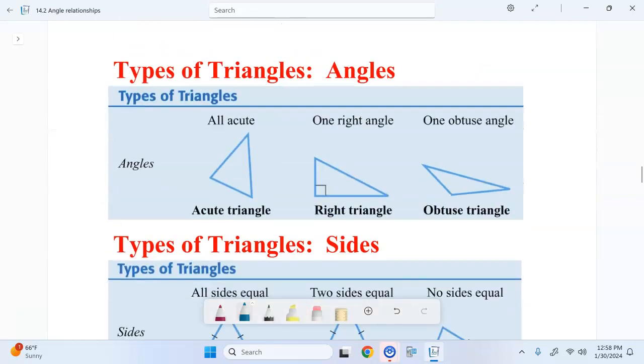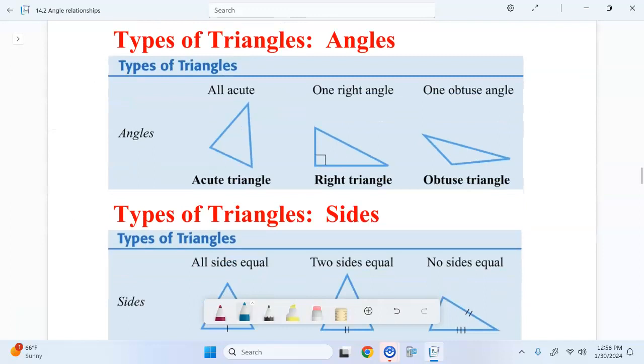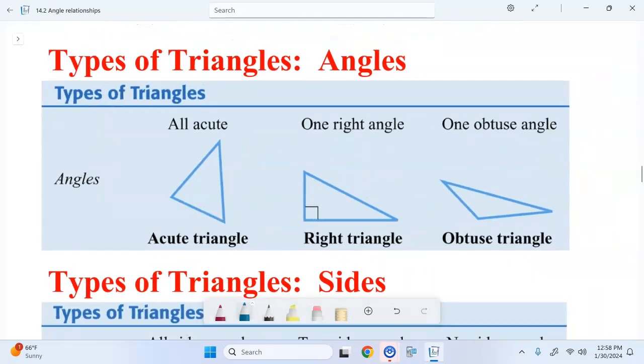Alright, now types of triangles. We can classify them a couple different ways. To start with, by looking at the angles. If all of the angles in our triangle are acute, we have an acute triangle. Remind me what acute means. Less than 90. So all three angles have a measure less than 90 degrees. That gives us an acute triangle.